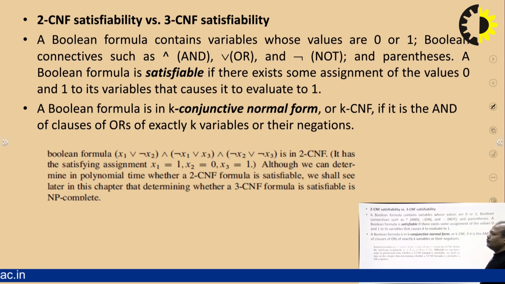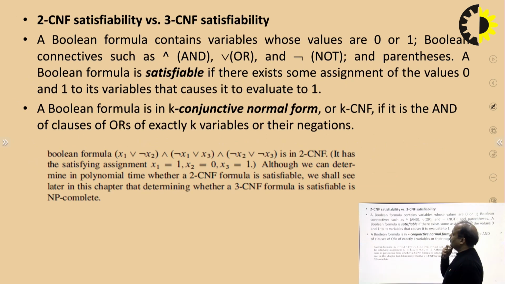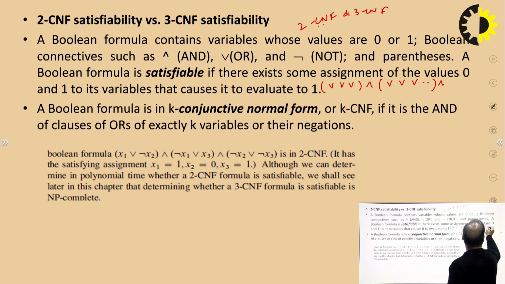The next important category of NP completeness is 2CNF and 3CNF. What is CNF? CNF is conjunctive normal form, which means a conjunction of disjunctions. This is how we define it: this is the conjunction and this is the disjunction.